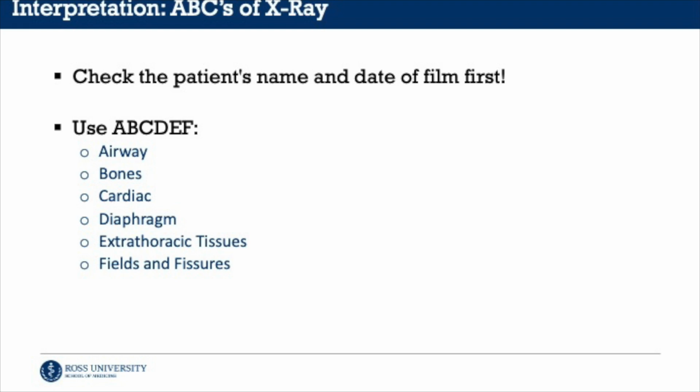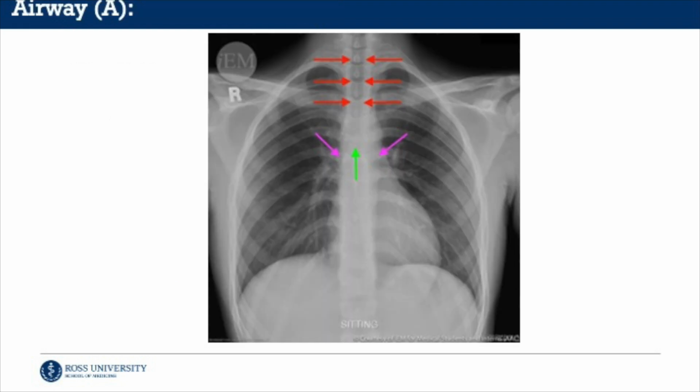Here's an example of what we mean by airway. The upper airway components, the trachea, carina, and the left and right mainstem bronchus, should all be visualized on an AP film. The red arrows here indicate the trachea. Notice how it is midline. The green arrow represents the carina, while the pink arrows are showing the left and right mainstem bronchus.